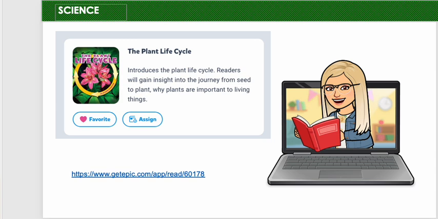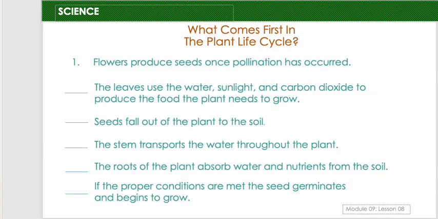So let's take a look at what comes first in that plant cycle. So we know that first the flower has to produce the seeds once pollination has occurred. But then I want you to try to number which one of these comes next. Is it that leaves use water, sunlight, and carbon dioxide to produce the food that the plant needs to grow? Is it that seeds fall out of the plant to the soil? Is it that the stem transports the water through the plant? Is it that the roots of the plant absorb water and nutrients from the soil?